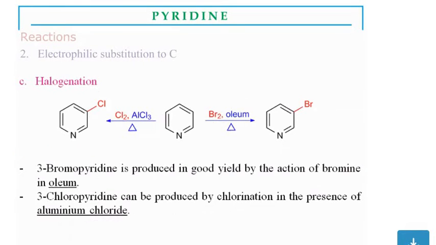Sulfonic acid, third position. Bromination occurs at the third position. Chlorination on the third position. So 3-bromopyridine is produced in good yield by the action of bromine in oleum, and chloropyridine can also be produced by chlorination in the presence of aluminum chloride.